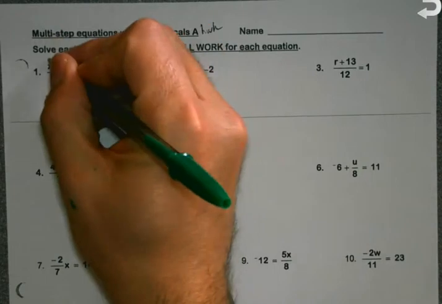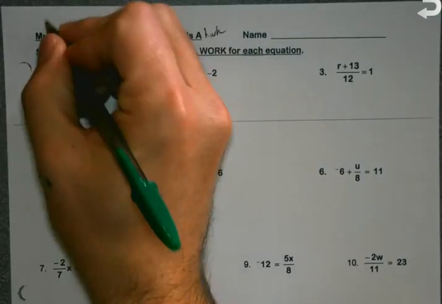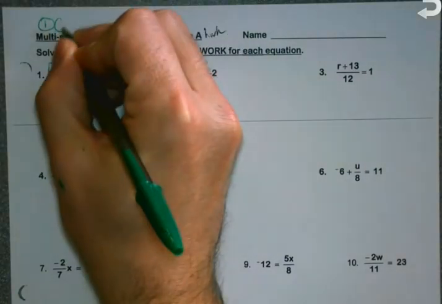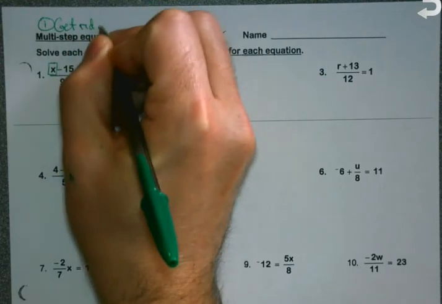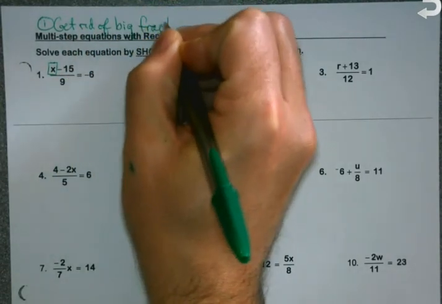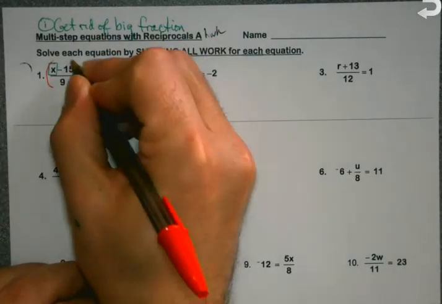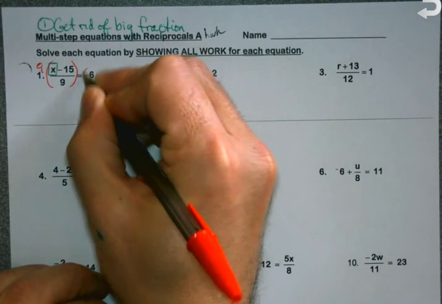Because you're like, I still want to work on getting x by itself, but now I see this big fraction there. So how is this going to work? Here's what we're going to do. My number one goal is I need to get rid of the big fraction first. Then I can do whatever's left. So to get rid of the big fraction, to get rid of the divide by 9, we're going to multiply both sides by 9.